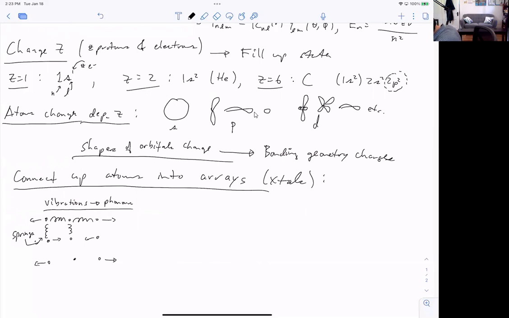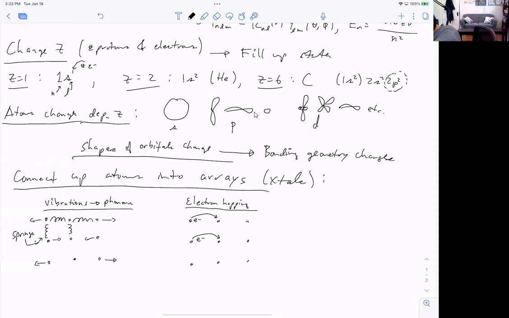Another collective property of the crystal is that the electrons can hop around. And that's a really big deal. I can have an electron jumping from one site to another. Throughout the crystal, electrons can hop around. So I'll call that electron hopping.